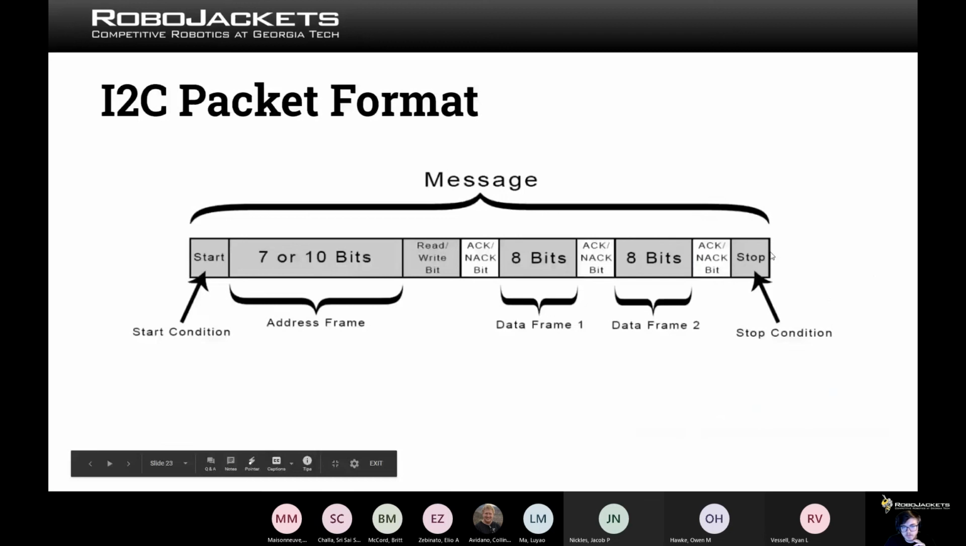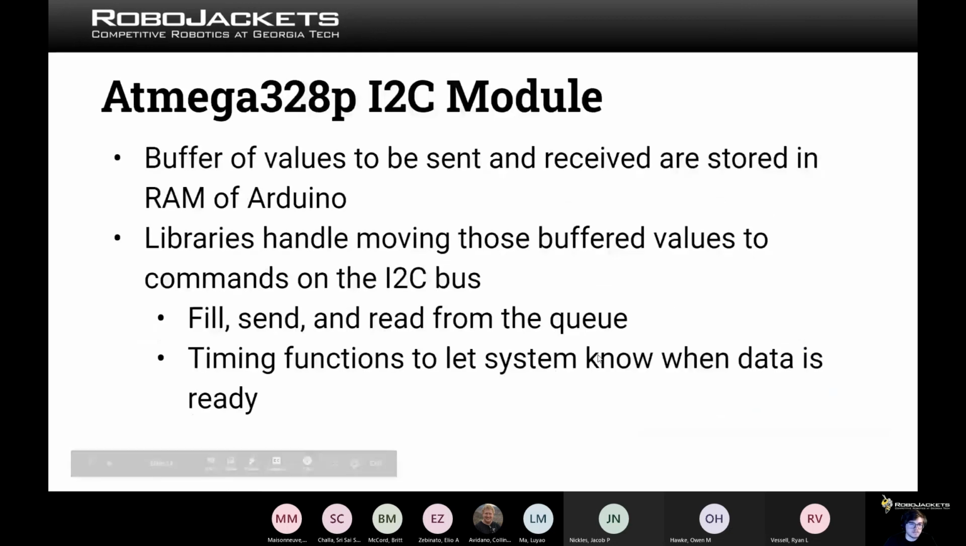And then you have your stop, right? So then you know when the beginning and the end is. That's the full message, and then the receiving end can process the middle parts because they know where they are. There can consistently be the address in the beginning, and there's consistently going to be the data in the middle and the end.